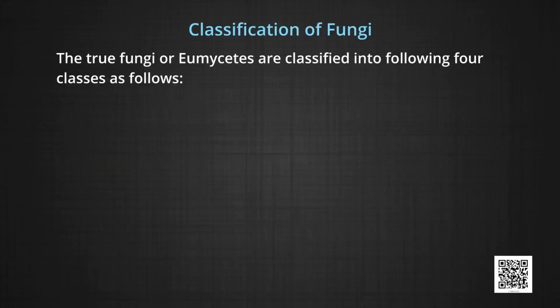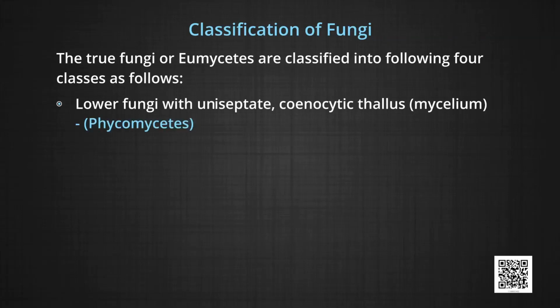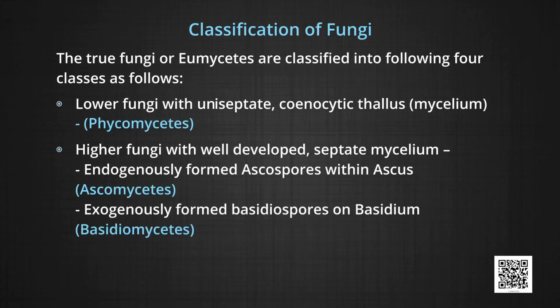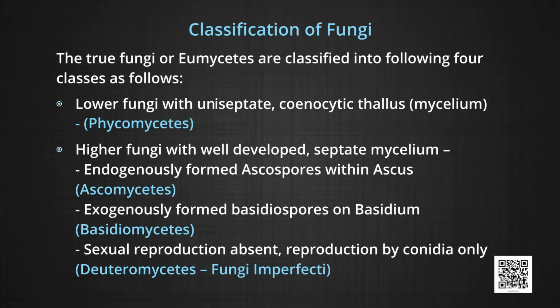Classification of fungi. The true fungi or Eumycetes are classified into the following four classes: lower fungi with aseptate, syncytic thallus, mycelium, Phycomycetes; higher fungi with well-developed septate mycelium. Endogenously formed ascospores within ascus, Ascomycetes; exogenously formed basidiospores on basidium, that is Basidiomycetes. Sexual reproduction absent, reproduction by conidia only, Deuteromycetes, that is fungi imperfecti.